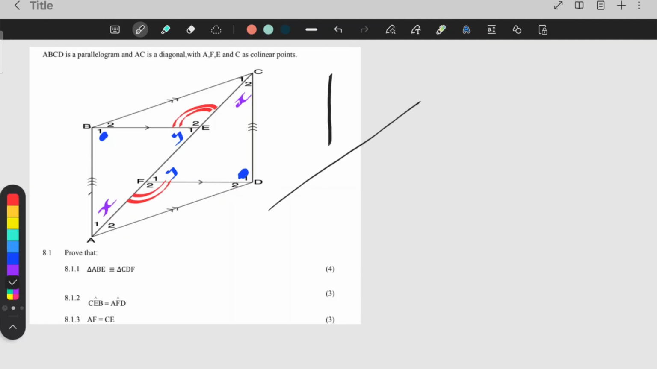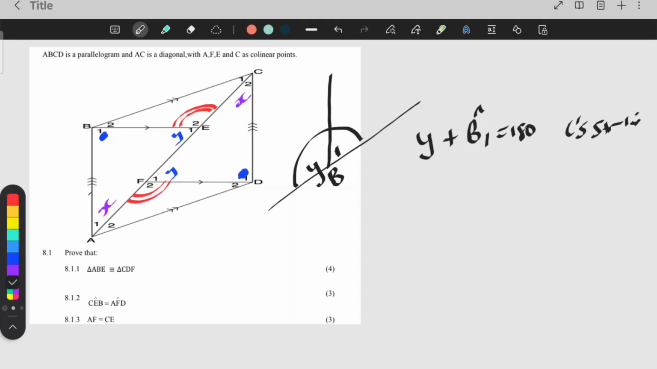So if you have two angles on a straight line, if this angle is y, then this angle is 180 minus y. Angles on a straight line. If you don't understand that, let me give this angle a label. Let's say this was angle B1. So y plus angle B1 is 180 because of angles on a straight line. Then you would say B1 is equal to 180, then you take the y over minus y. So B1 is 180 minus y. Angles on a straight line.